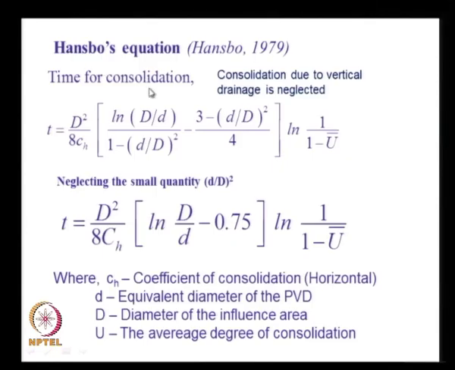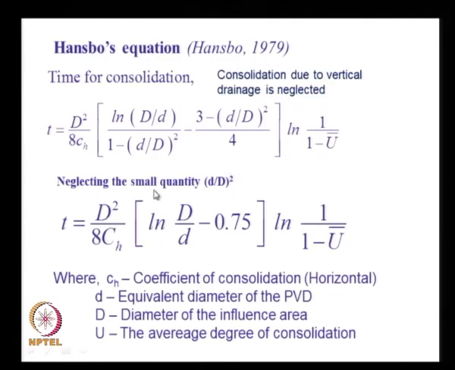And the design of PVDs can be done in the same manner as the sand drains, but in 1979 one Swedish engineer by name Hans Bohr presented some data from a large number of field tests that he has carried out, and he related the time for consolidation t in terms of the influence diameter capital D, and CH, that is the coefficient of consolidation in the horizontal or radial direction, in this manner: D square by 8 CH, ln capital D by small d divided by 1 minus small d by capital D square, minus 3 minus d by D square by 4, ln 1 by 1 minus U bar.